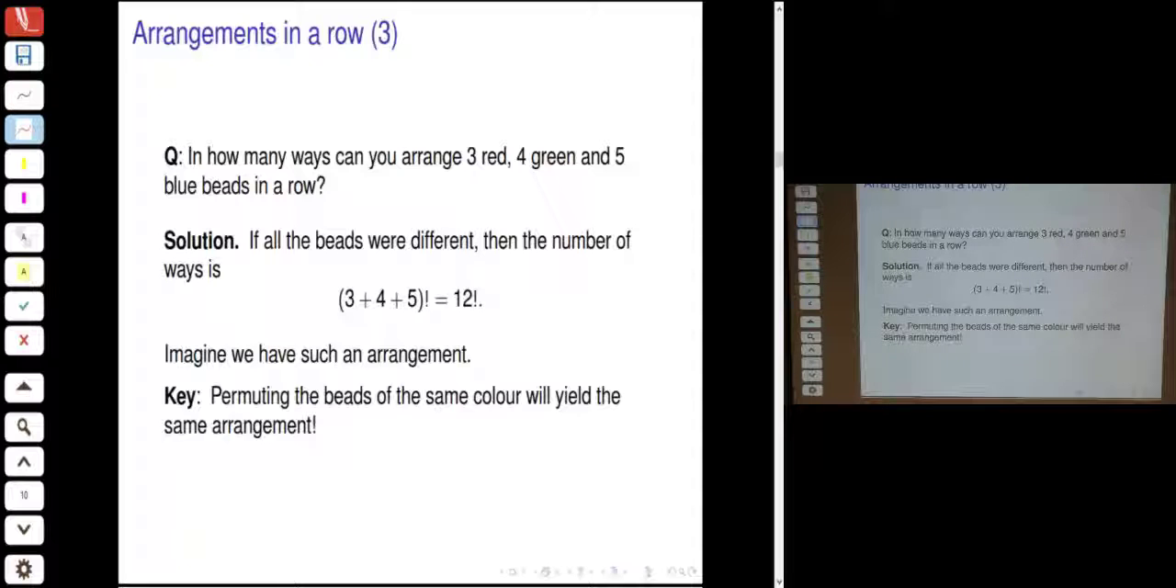Think of a very simple case. Suppose you have 2 balls. Suppose they are two different colors, one black, one white. And I want to place them on the table like this. How many different ways of doing this are there? Well, black to the left, white to the right, or white to the left, black to the right. 2 ways, right? But suppose they were of the same color.